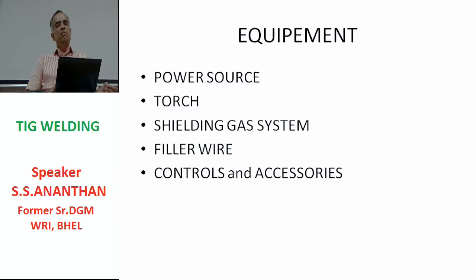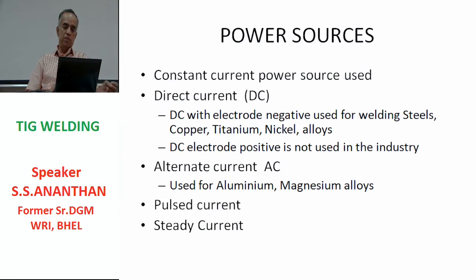And controls and accessories are added according to the requirement, which could be as simple as a high frequency start system, a gas flow system or water cooling system, or it could be a filler wire addition through a wire feeder, automatic voltage control, or a sequential programming system for the entire operation. Now let's see one by one the important parts of the system here.